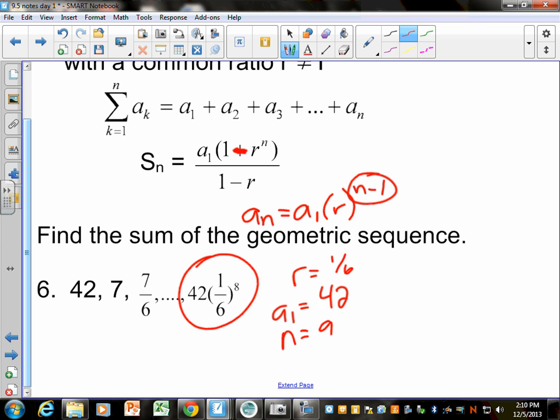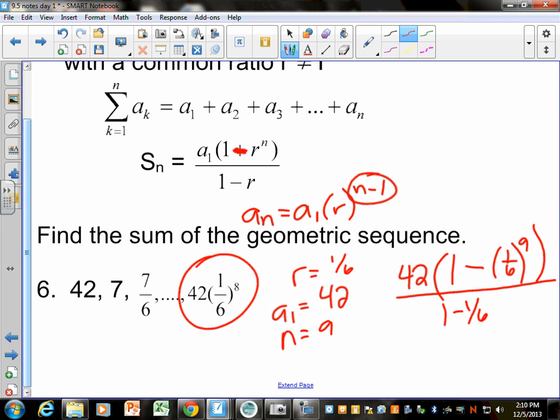You've got to be really careful when you type this in your calculator because it really matters where you put parentheses here. But we would take 42 times 1 minus 1/6 to the 9th power, all over 1 minus 1/6, which is just 5/6. Put that on the bottom there. Order of operations, exponents first, right? But you should be able to just type this whole top in your calculator and then divide by 5/6. If you type it in all at once, make sure you put the bottom in parentheses as well. I think it's supposed to be like 50.4.